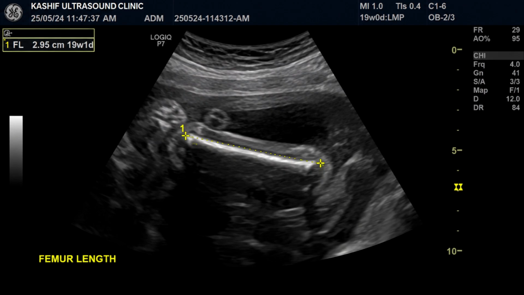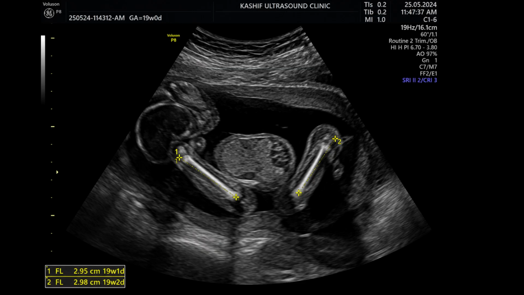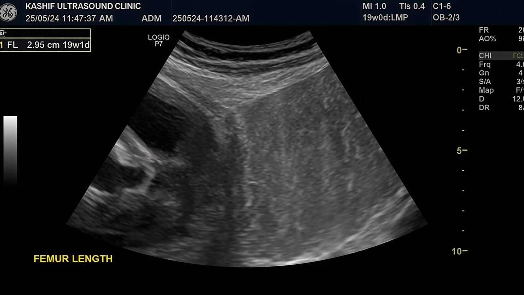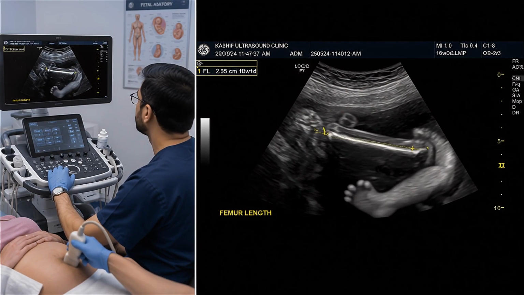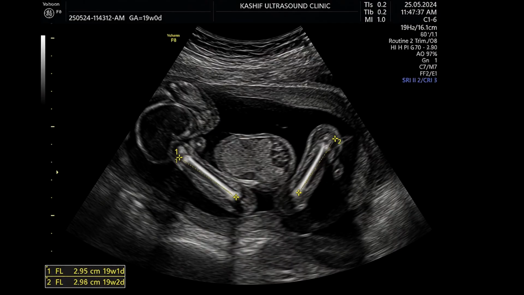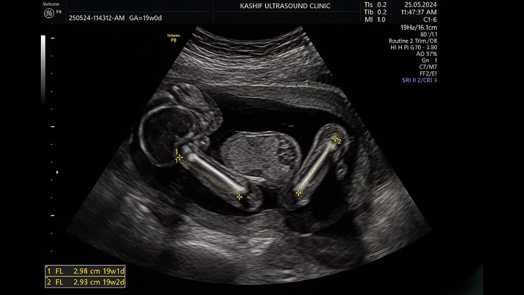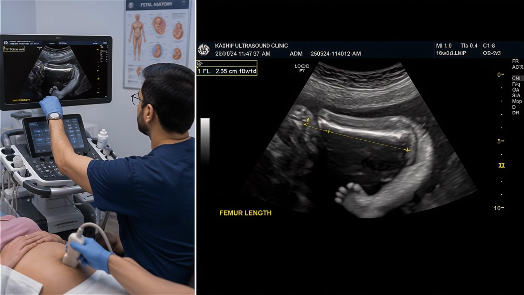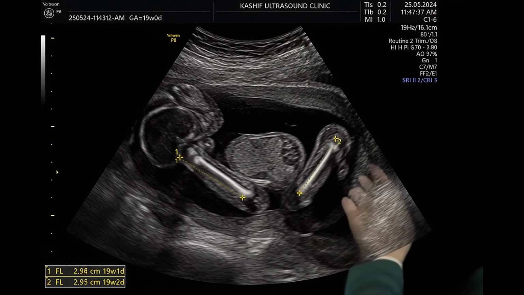Reporting example. Femur length, FL, 38 millimeters. Corresponds approximately to 22 weeks gestation. Normal appearance. No evidence of skeletal abnormality. Key points to remember. Measure only the ossified shaft. Do not include the epiphyses or cartilage. Use the longest visible femur in a true longitudinal view. FL contributes to gestational age estimation and fetal weight calculations. Always interpret FL alongside HC, AC, BPD, clinical history, and previous growth scans.